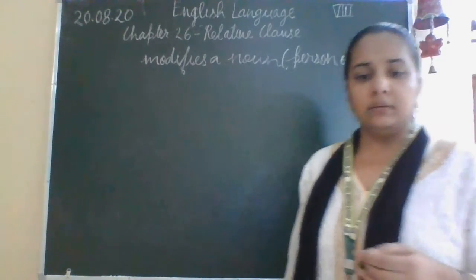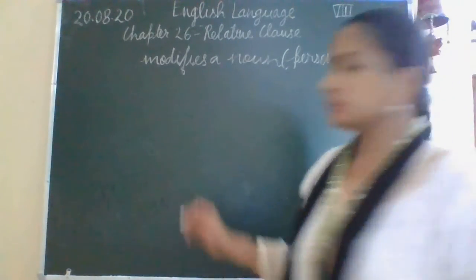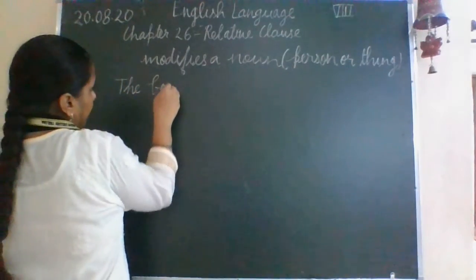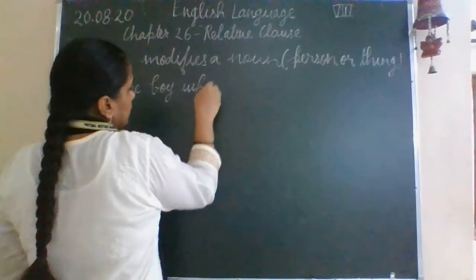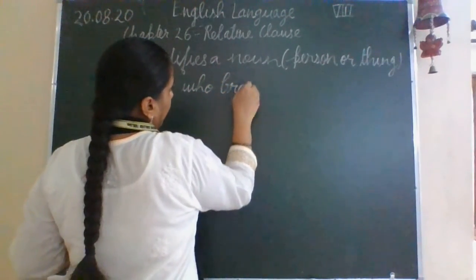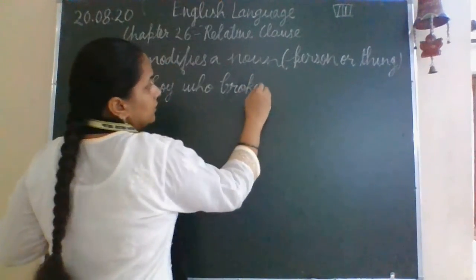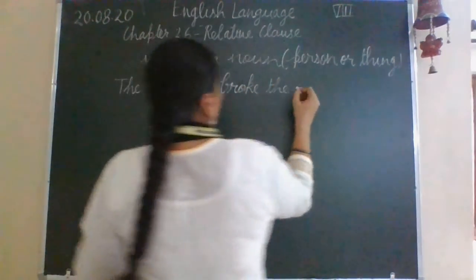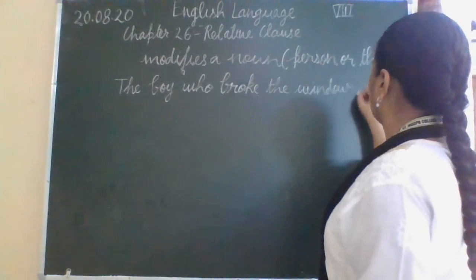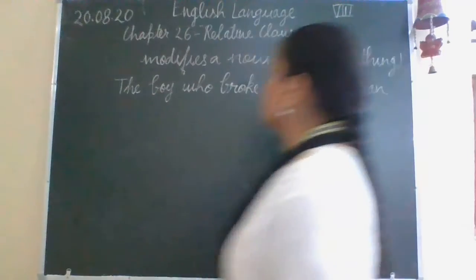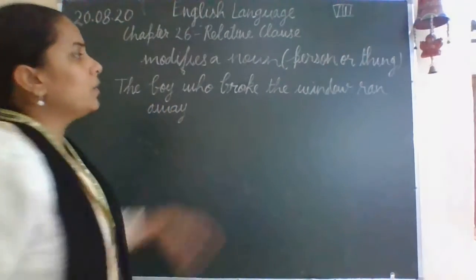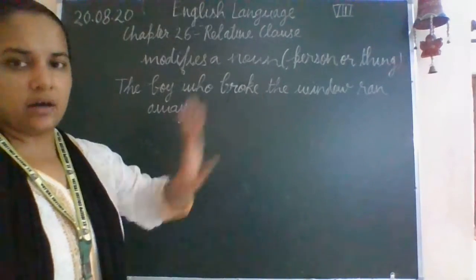For example, the boy who broke the window ran away. The boy who broke the window ran away.